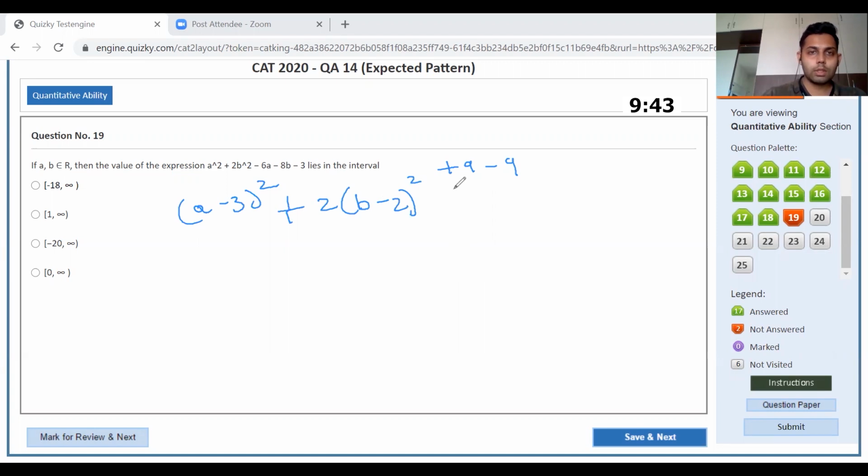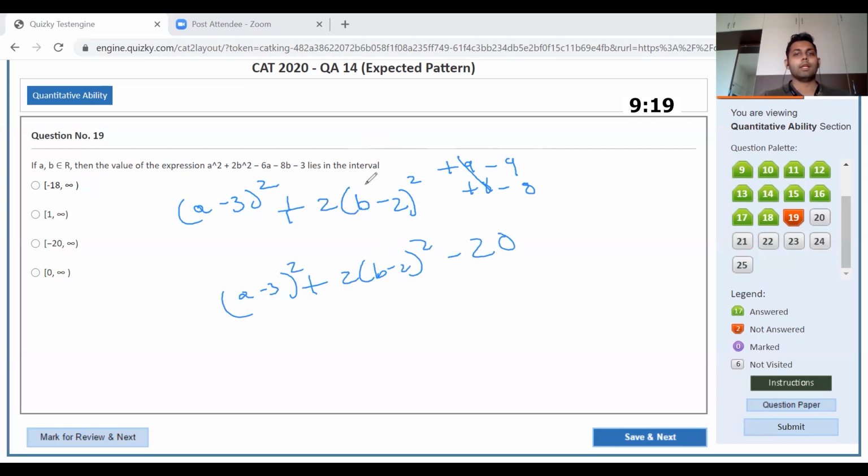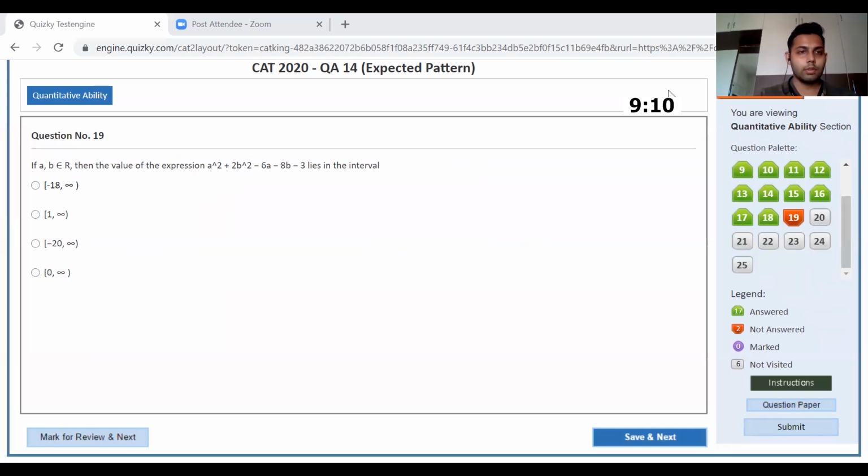And that is 8. So I need to compensate how much? Minus 8 needs to be compensated. Plus pluses are already out. Minus 8, minus 9, minus 17, and minus 3 is minus 20. So a minus 3 the whole square plus 2 times b minus 2 the whole square minus 20 lies in the interval. The bare minimum value is minus 20, and there's only one option like that, because the rest are bare minimum positive values since they are squares. So we'll mark this and move ahead.